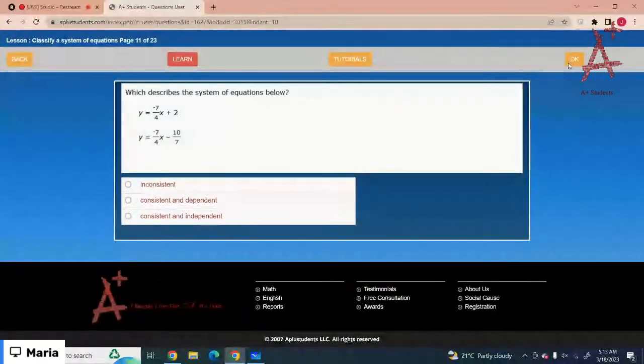Okay, the next one is y equals negative 7 over 4x plus 2 and y equals negative 7 over 4x minus 10 over 7. So both the equations have same slope. Got it? So in the case the slope is same, the system is inconsistent. Got it?